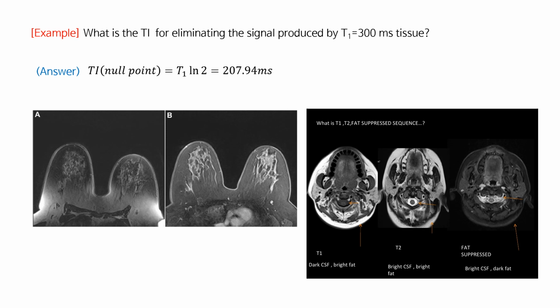One example. What is the Ti for eliminating the signal produced by a tissue with T1 equal to 300 milliseconds? So from the formula, we can get the null point, 207.94 milliseconds. So that's an example of signal suppression.